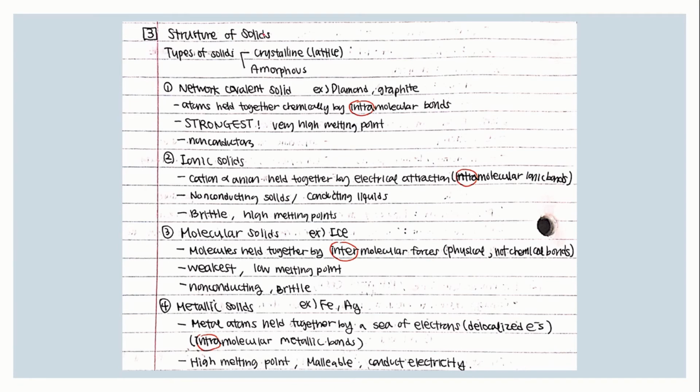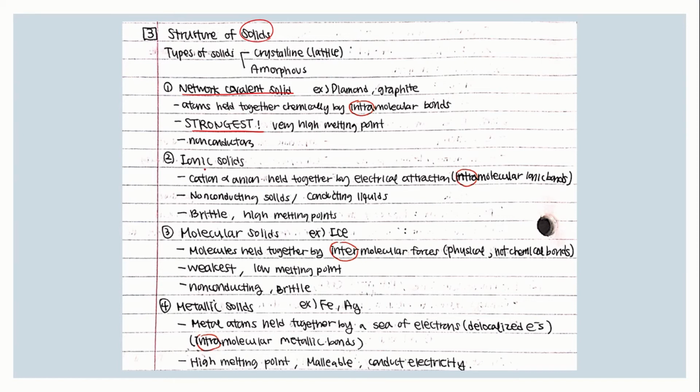Next is the structure of solids. First is the network covalent solids. There are diamond and graphite, for example, and the atoms are held together chemically by intramolecular bonds. So they are the strongest, very strong, and they have a very high melting point. And they are non-conductors. You can simply think of diamond.